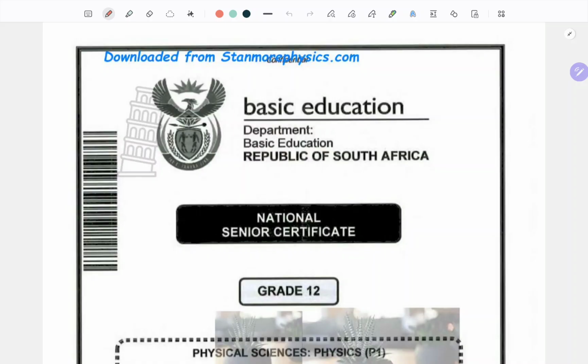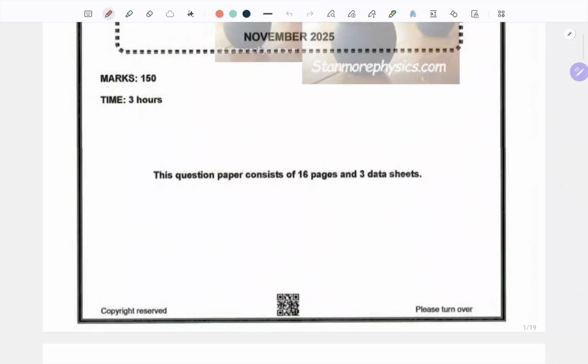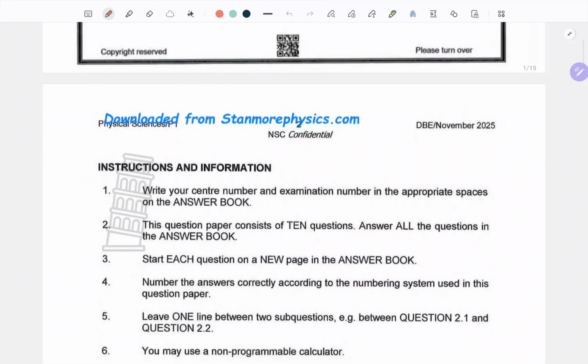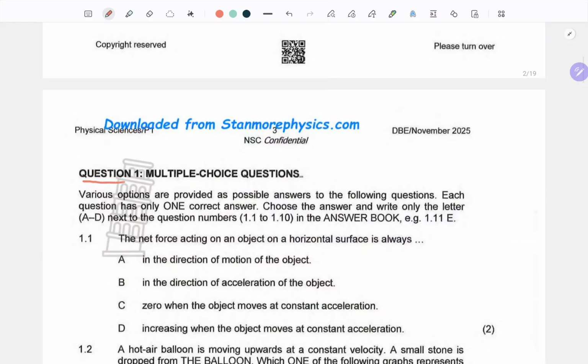Be on the lookout. Now we're going to handle physics paper 1. Right, so this was the November paper, and we're just going to walk through this question for question. Today we're going to essentially handle MCQs, which is question 1.